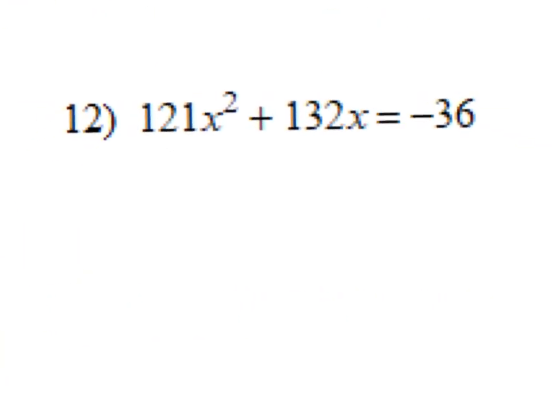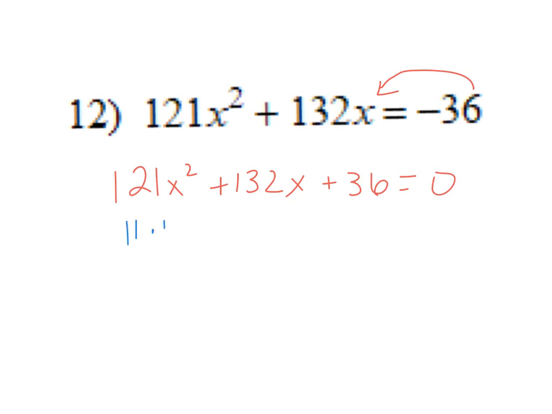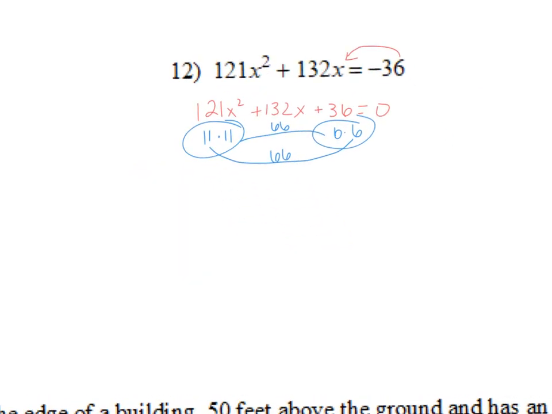Okay, next guy, again, let's set equal to 0. So I've got 121x squared plus 132x. I'm going to bring that 36 over and get plus 36 equals 0. Again, notice how that's in standard form. Okay. So now, again, big numbers. Let's check those factors, those square roots. So I get 11 times 11 and 6 times 6. So 11 times 6 is 66 and 66, and that would give me 132 when I add it up. So that's looking good. So my combo is 11, 11, and 6, 6.